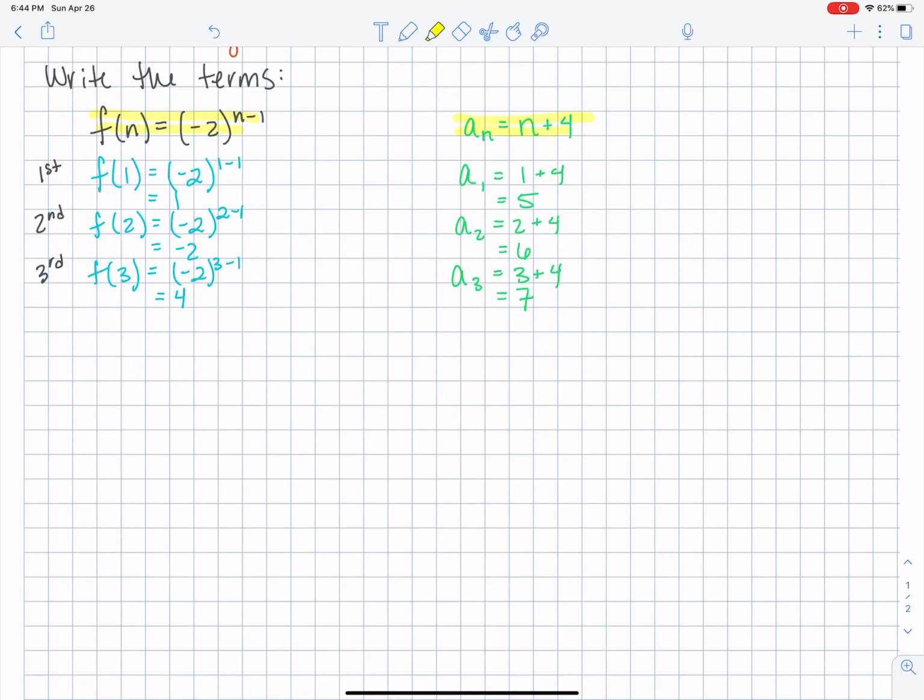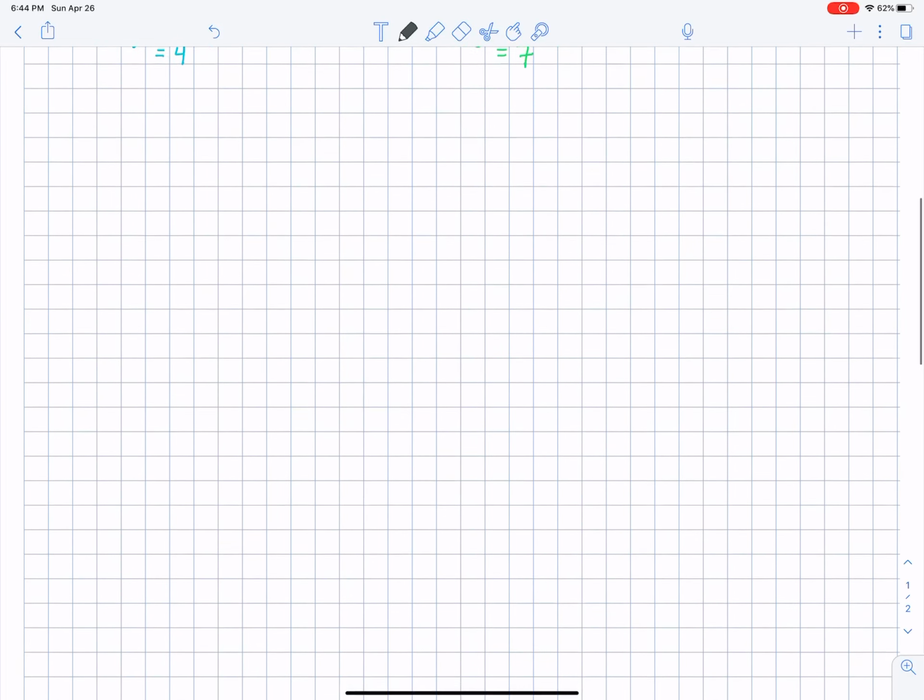So that's just a little bit in terms of writing some terms, and that's things that you guys have done before. Now, for the most part, what happens is that they will give you a series and you need to write the rule. So a lot of this part is also about just figuring out patterns.